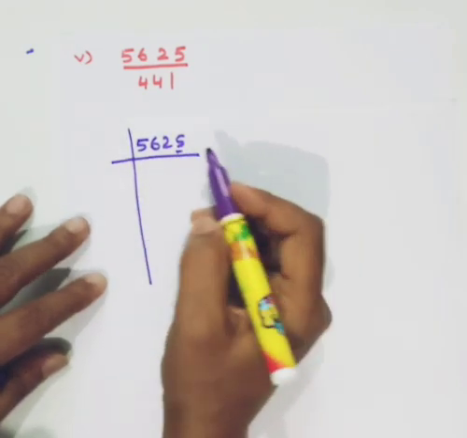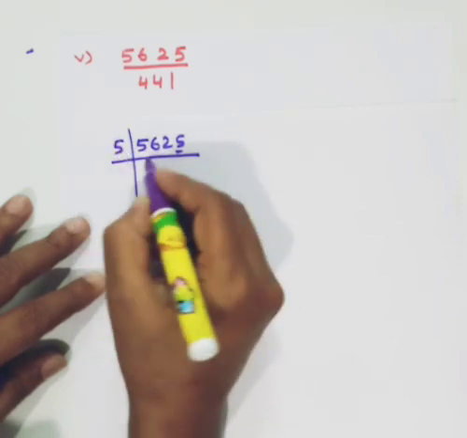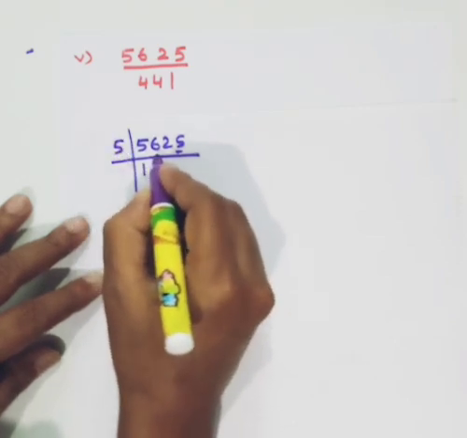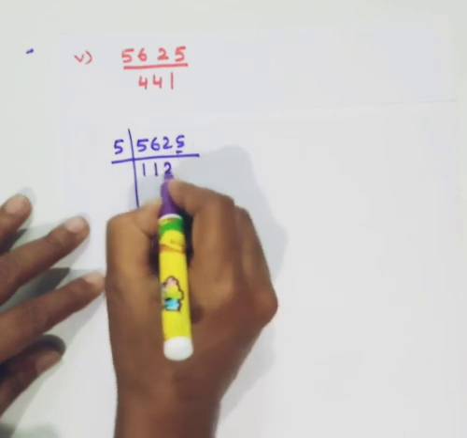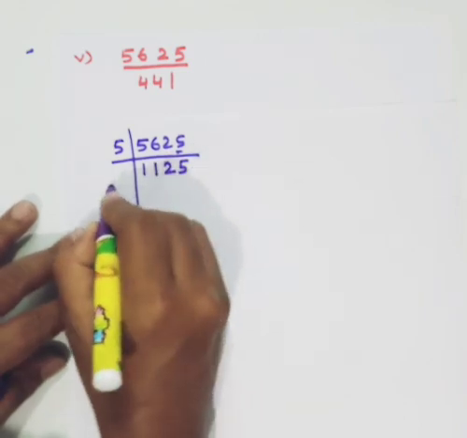So we have 5 in the units place, so we shall start with 5. 5 ones are 5, 5 ones are 5, 1 left, 12, 5 twos are 10 and 5 fives are 25.